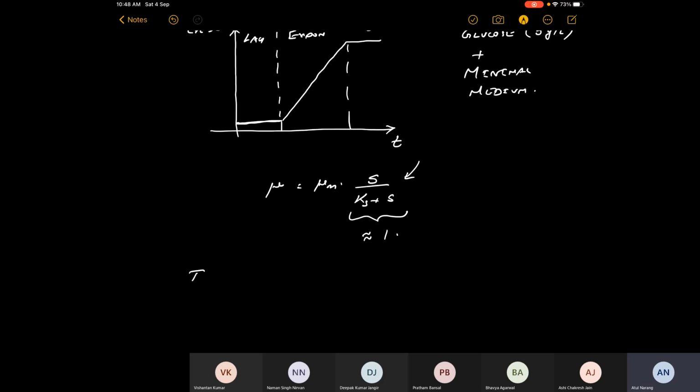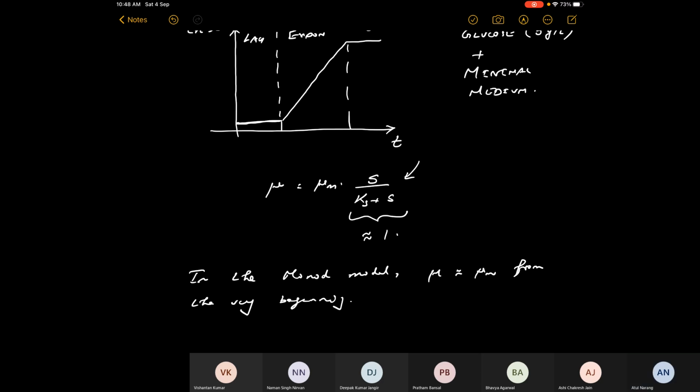So in the Monod model, if you did such an experiment, mu will be equal to mu m from the very beginning. And the reason is that the Monod model only looks at the environment. If everything is in excess in the environment, it says we're good to go. We're ready to grow exponentially fast.